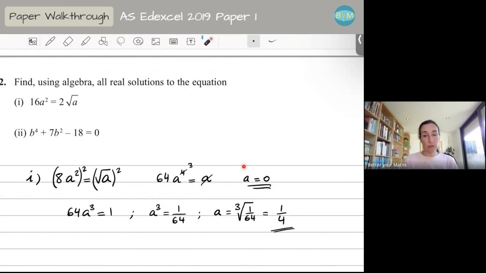Don't forget this solution. Don't just cancel the variables. Every time you cancel the variables in the equations, you are missing one solution.